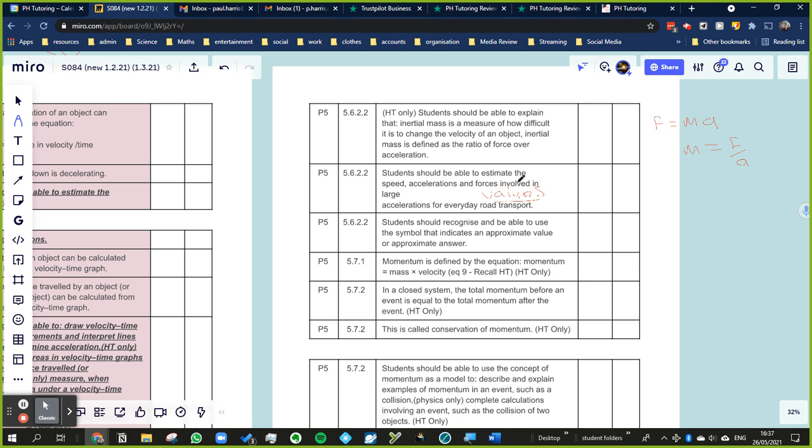Students should recognize the use of a symbol that indicates an approximate value or approximate answer. We should be able to use the symbol that indicates an approximate value or an approximate answer.